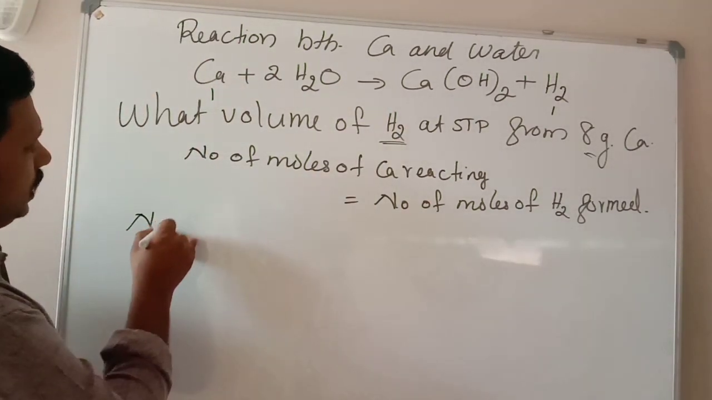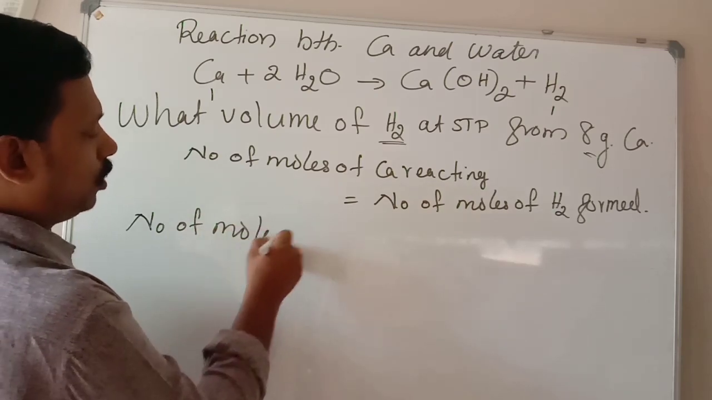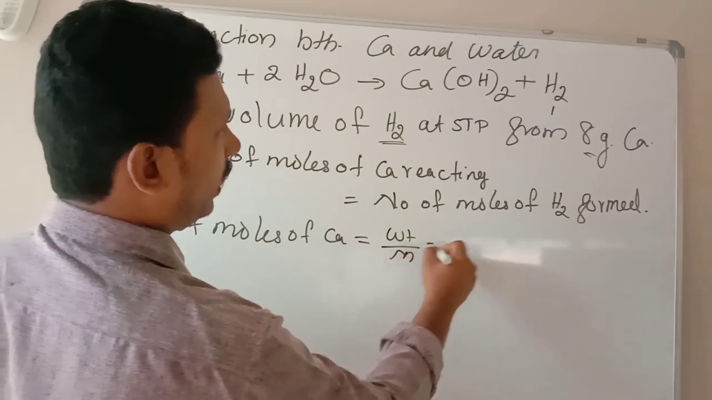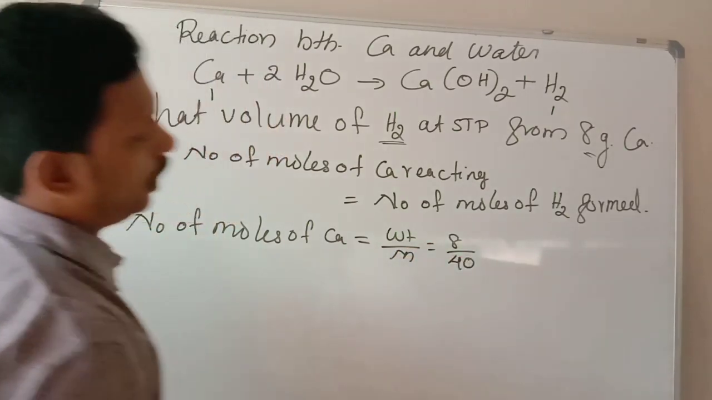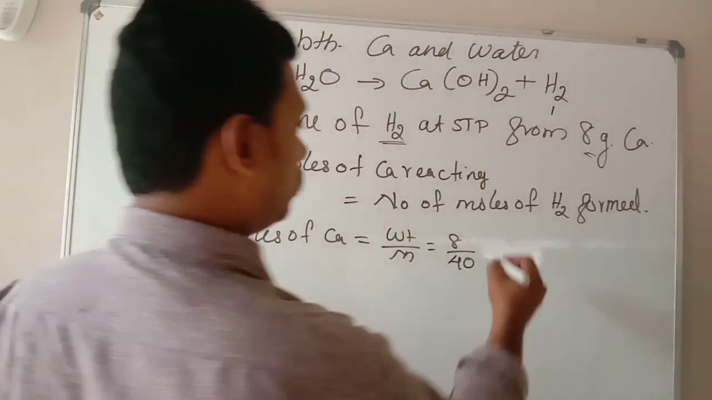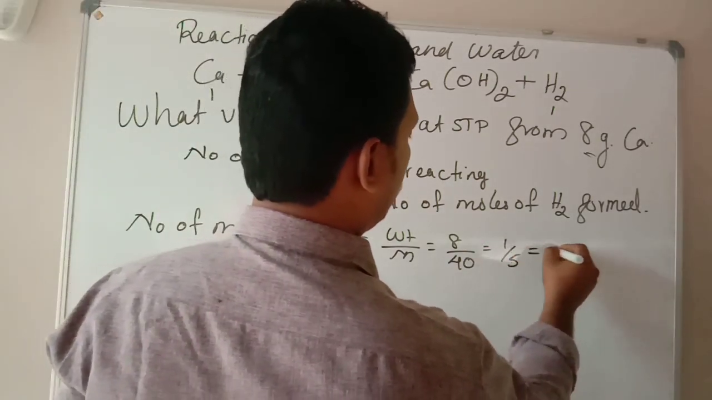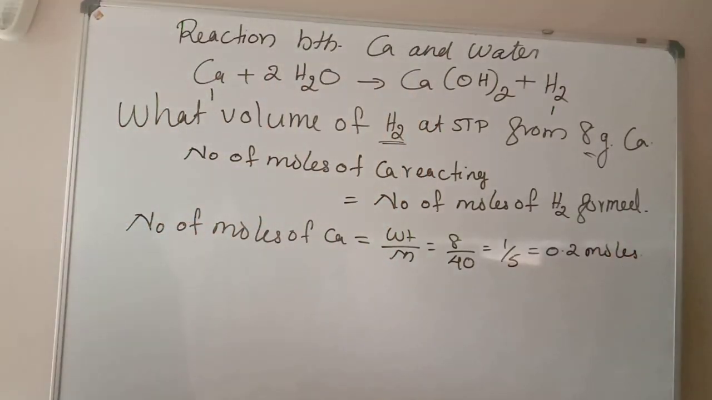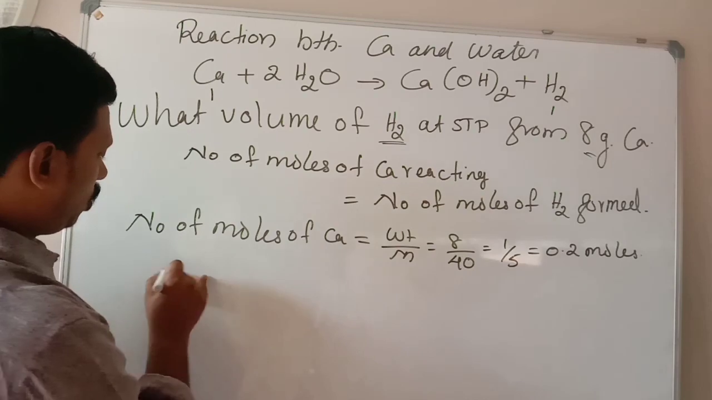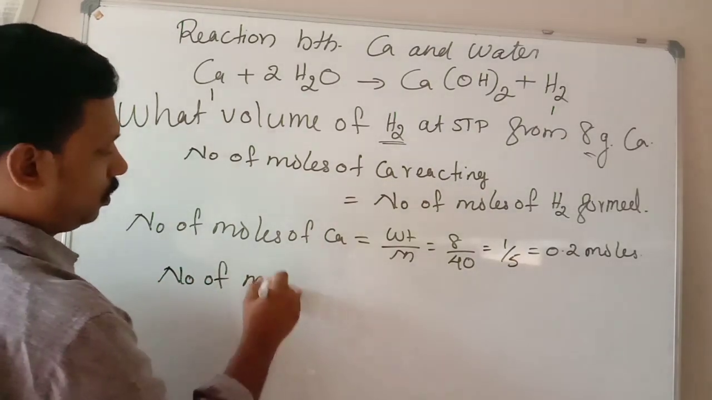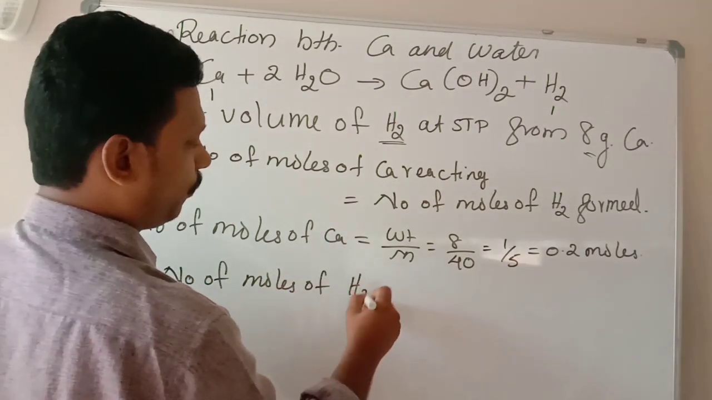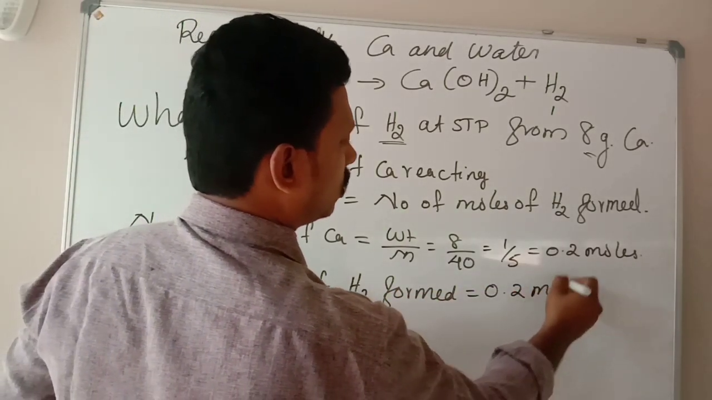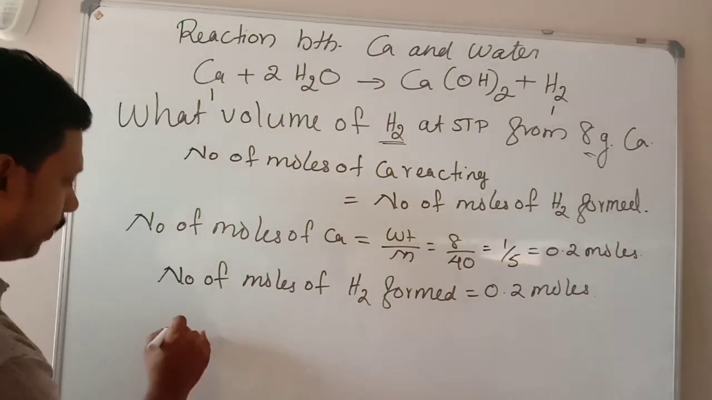And number of moles of calcium is equal to weight by molecular weight, that is 8 by 40. And you know 8 by 40 is 1 by 5. 1 by 5 is 0.2 moles. So 0.2 moles of calcium is reacting. So number of moles of H2 formed is equal to 0.2 moles. Then volume at STP.